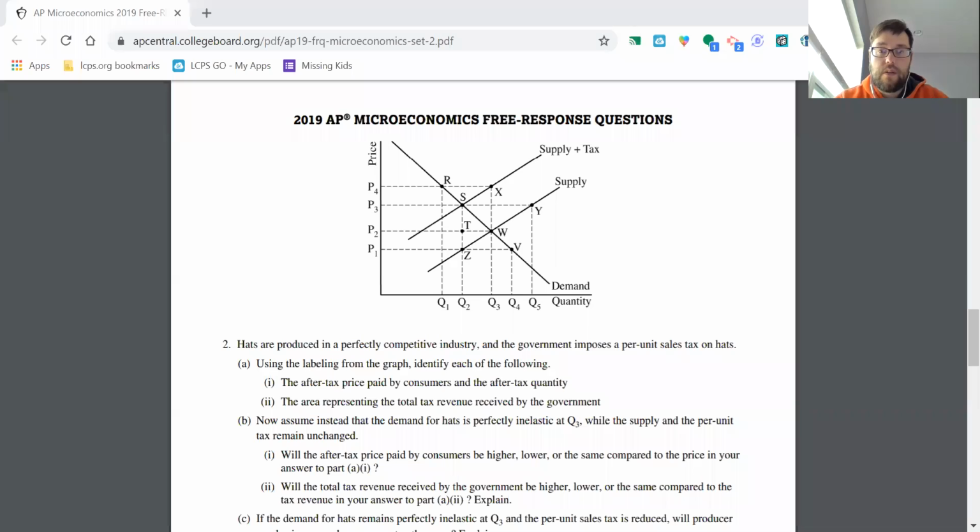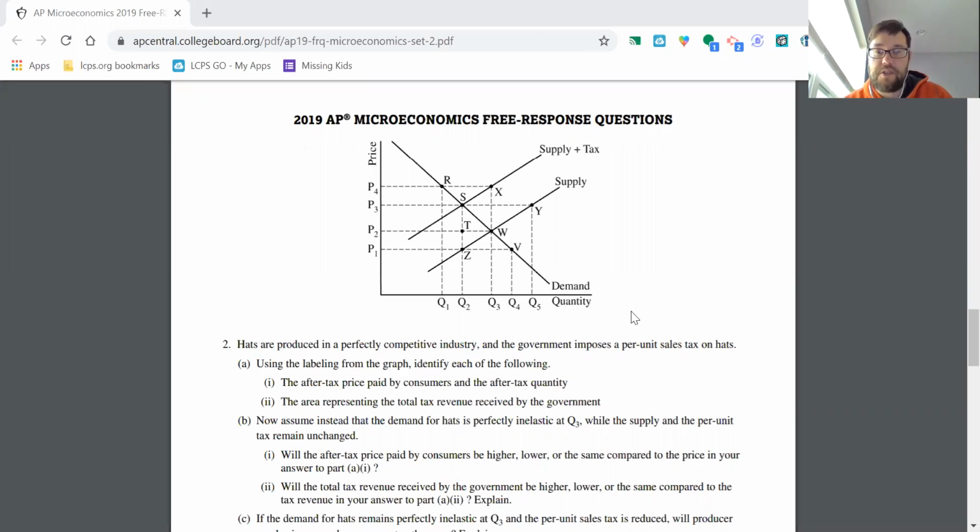Let's take a look here at the 2019 AP Micro exam question number 2. This is from set 2 as well. So let's pull it up. Okay, so we have a pretty busy looking supply and demand graph up here with a lot of different points, prices and quantities, right?